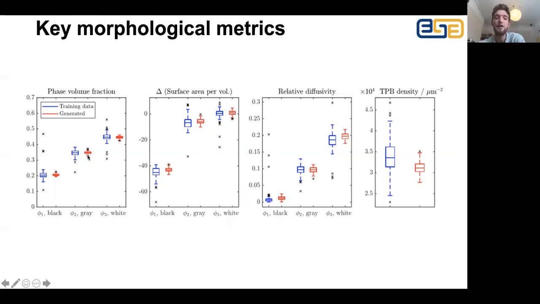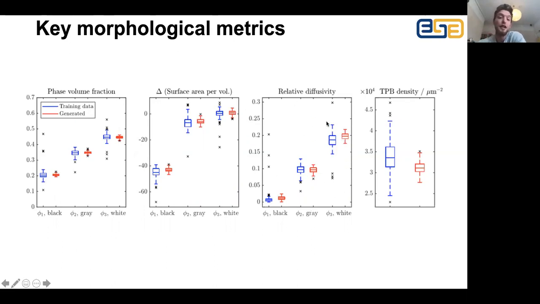We have some issues with the standard deviations in that we get a lot of clustering. All of our fake samples tend to cluster around the mean volume fraction, whether that's pore or active material or binder. I'll talk about how we got around that a bit later. But in general, we get very good replication of features of our training data set, whether it's in phase volume fraction or surface area or relative diffusivity. This is a measure of how much percolation there is through a microstructure.